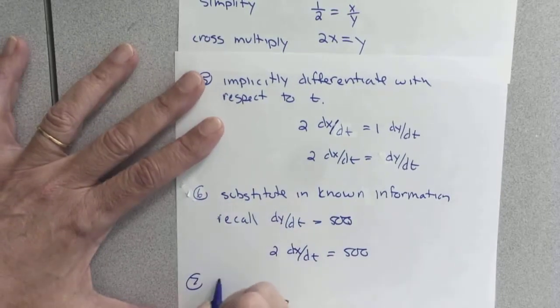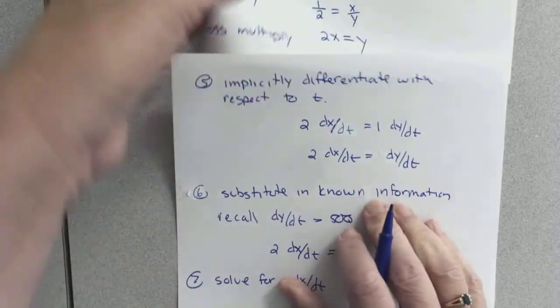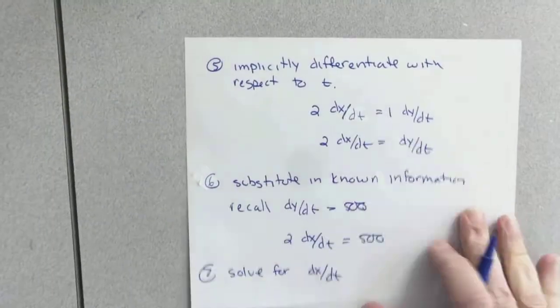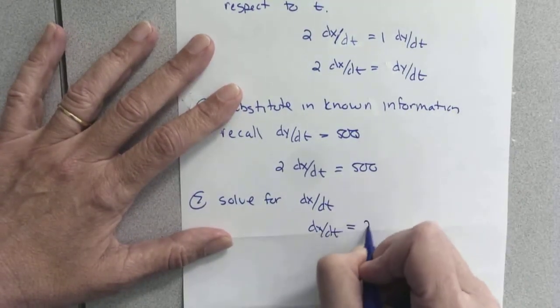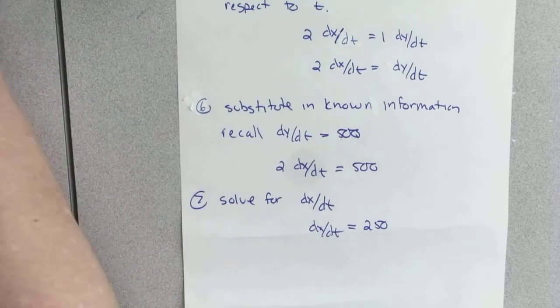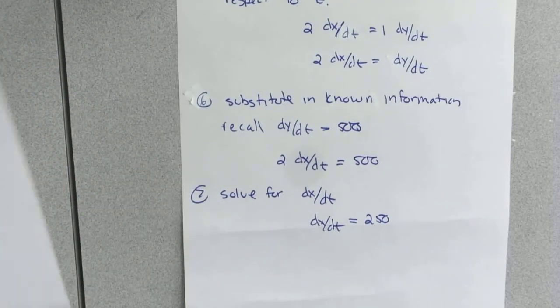And then step 7, solve for dx/dt. And we will get dx/dt equals 250. And there's that guy. And we will end this video and move on to the last problem from this section.